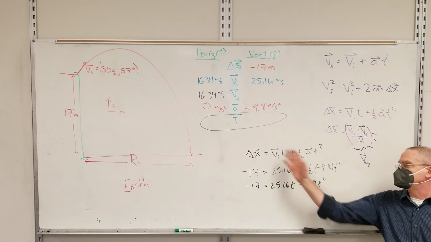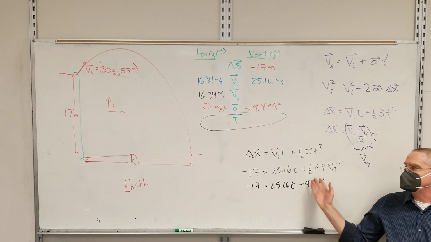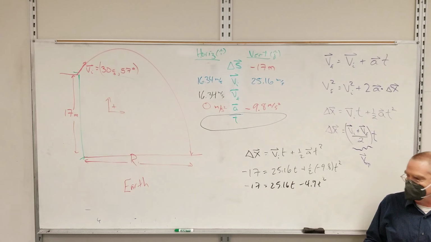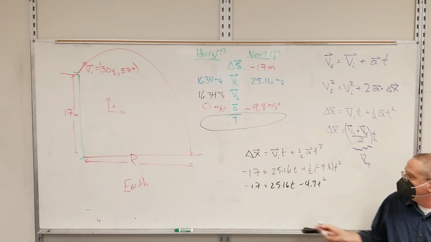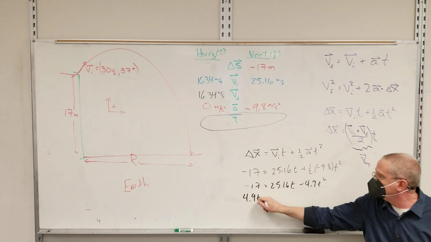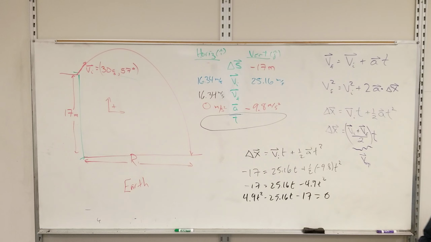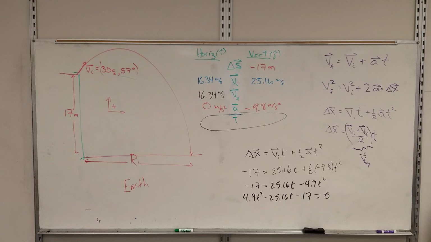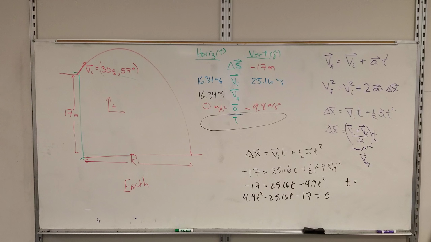So I can either add everything over, make sure everything is on the left side or the right side. This is my own personal eccentricity. It doesn't matter which one you do. I'm going to take everything over to the left side only because personally I like the coefficient of the quadratic term to be positive, and that's just a childhood scar thing. So 4.9t squared minus 25.16t minus 17 is equal to 0. And without saying it, what's the quadratic formula?